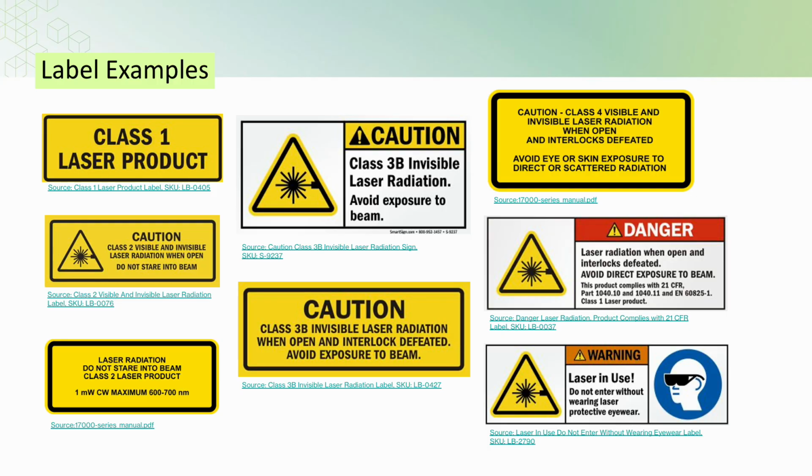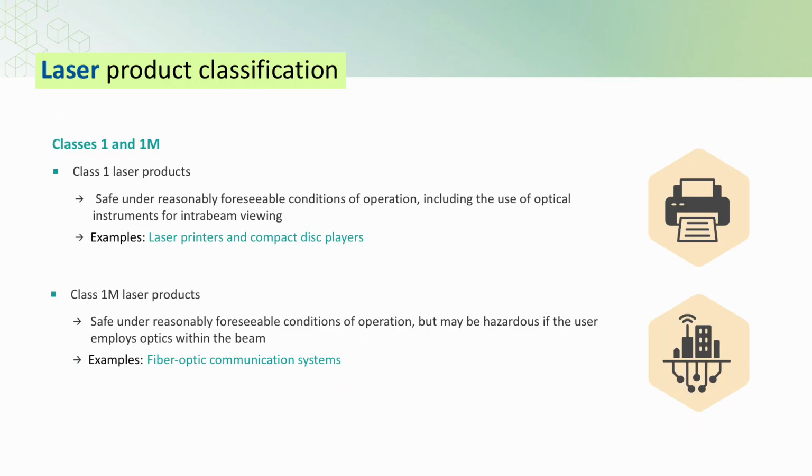For example, the label located at the top right corner of the slide is telling that some laser equipment would become Class 4 laser product if the protection mechanism of the laser equipment is removed when the laser runs. It reminds you of the conditions that would make it a Class 4 laser and the potential danger you must know. Now let's go deeper on each class of laser.